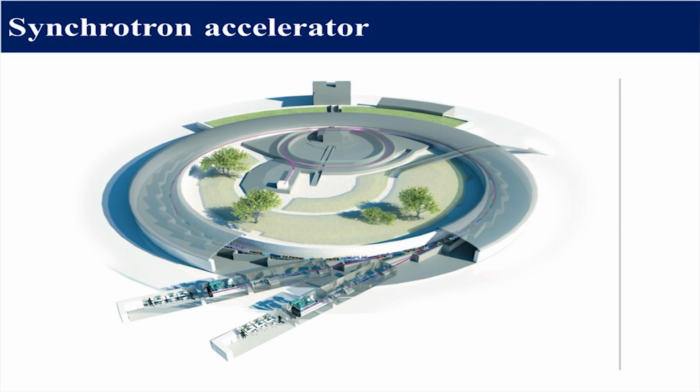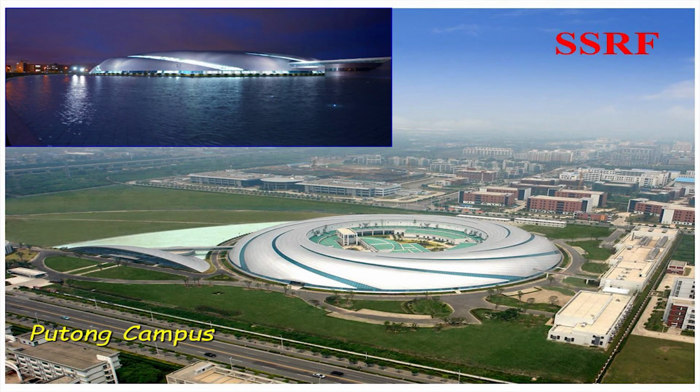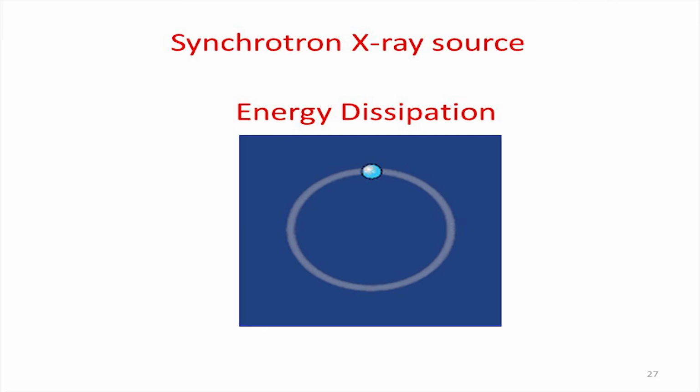I will give you some glimpse about the synchrotron X-ray source. If we increase the energy of electrons close to the speed of light, X-ray energy dissipates from this acceleration. So this is the Shanghai Synchrotron Radiation Facility in Shanghai. They have a broad range of X-rays that could be emitted from this synchrotron light source. And you can see the many applications.